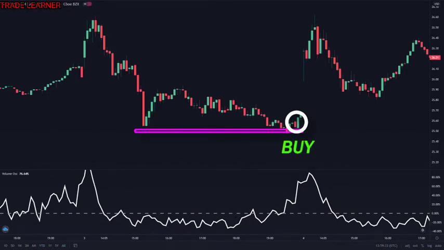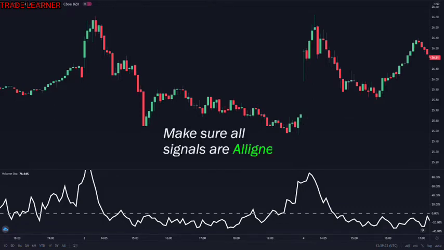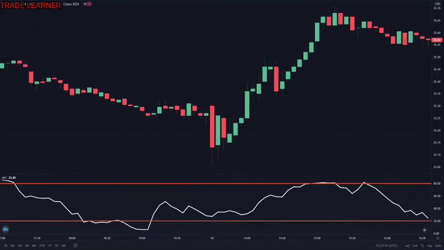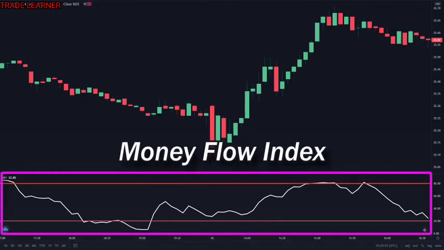So the key to having a profitable trading strategy is making sure that all the signals are aligned. You cannot simply take a buy position because a bullish engulfing formed. You need to take into account other market factors like support and resistance. So that's how you combine volume with price action. And now, I'm going to give you a bonus strategy using another volume indicator called the money flow index.